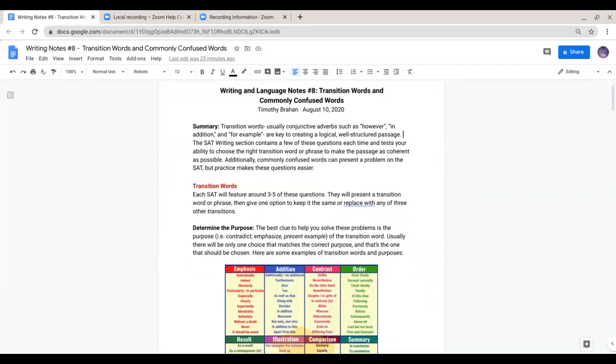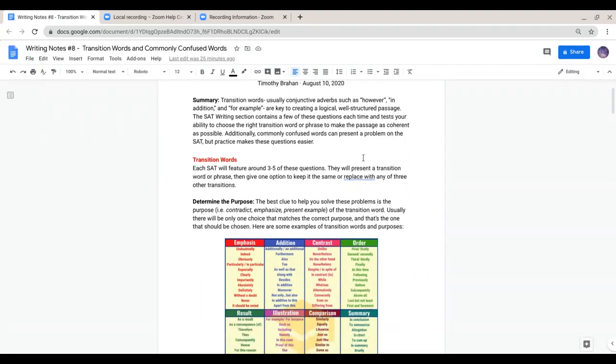Each SAT will feature around 3 to 5 of these questions. There's generally more of them, so I'd say 4 to 5 is what you're most likely going to see. These questions will present a transition word or phrase within the passage. These are generally at the beginning of the sentence, and the sentence that they're in is pretty much always not the first sentence in the paragraph. So it'll give you one option to keep the transition the same, or 3 options to replace it with any of 3 other transitions.